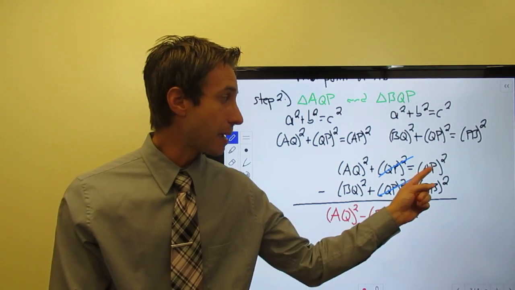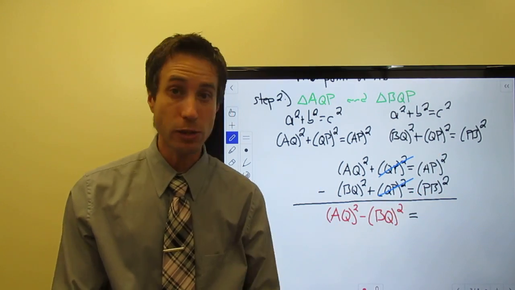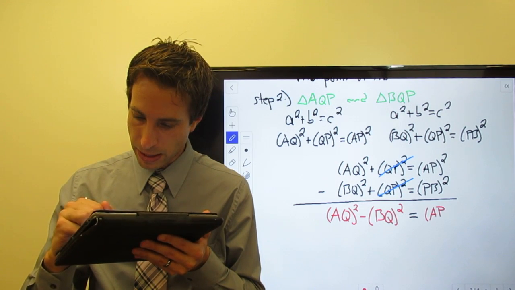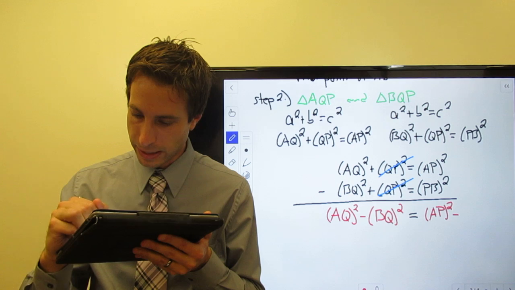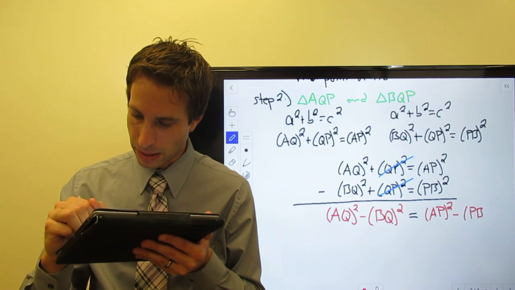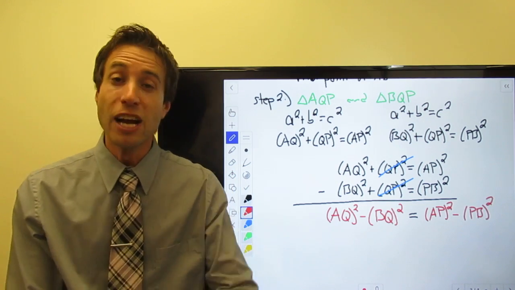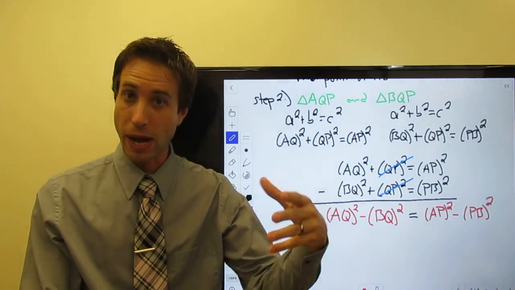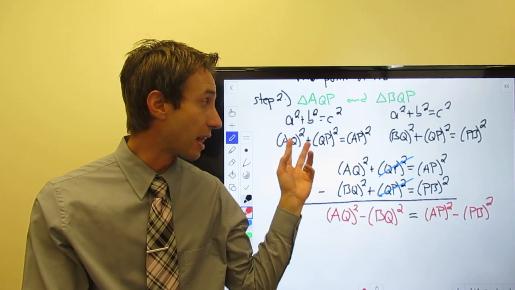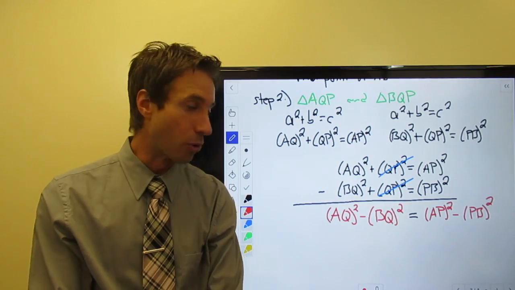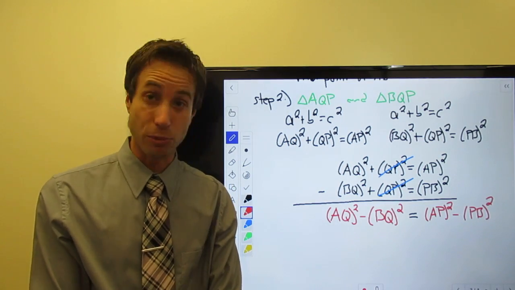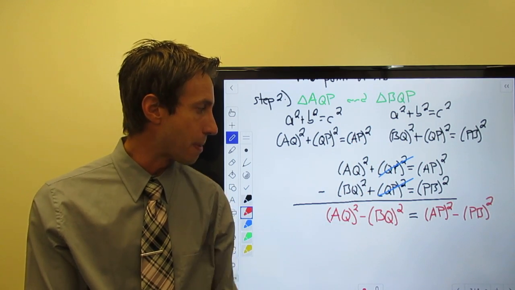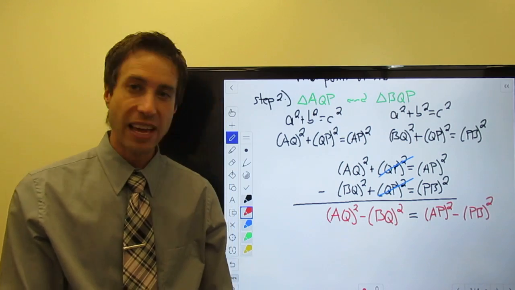And then I have AP squared minus PB squared. So there we go. Really not that terrible. I just used the Pythagorean theorem to write out the legs and the hypotenuse for both of my triangles up there. And then I simply subtracted those two equations from each other because the QPs are going to drop out. And here's what I'm left with. Now, hang on a second.